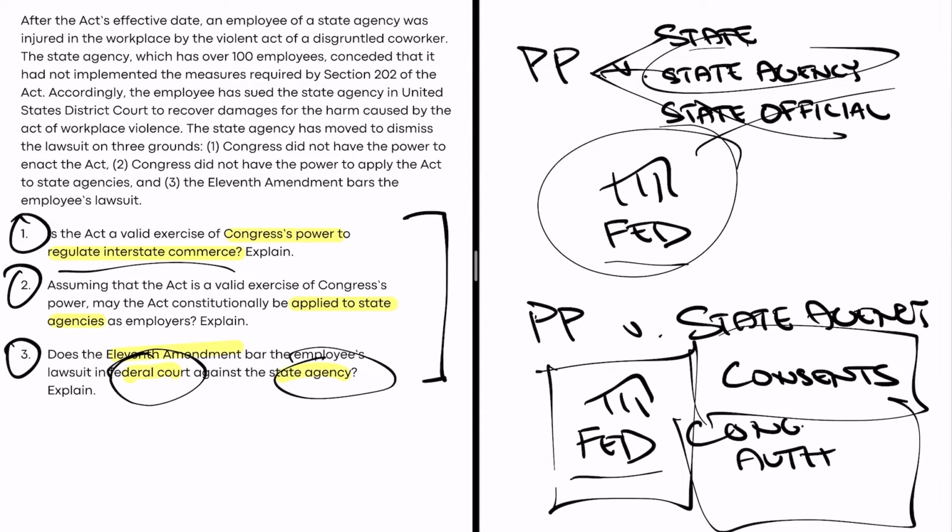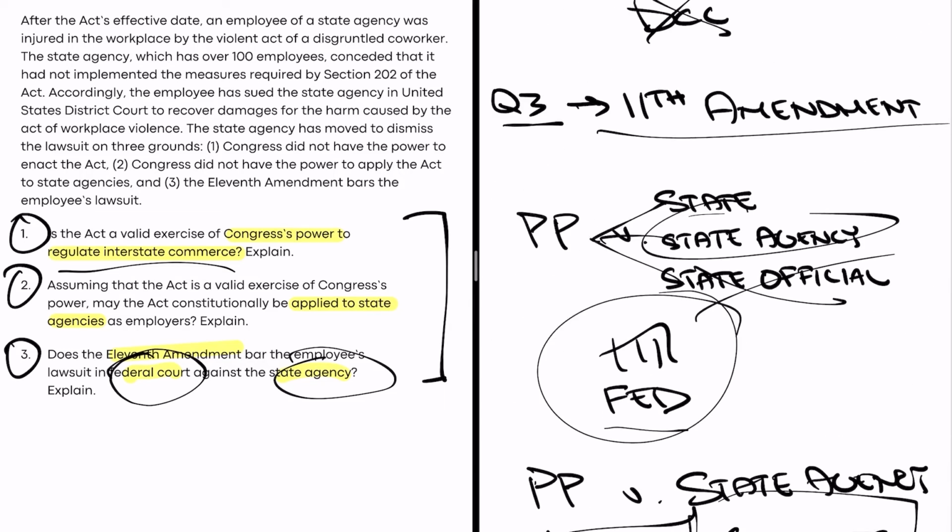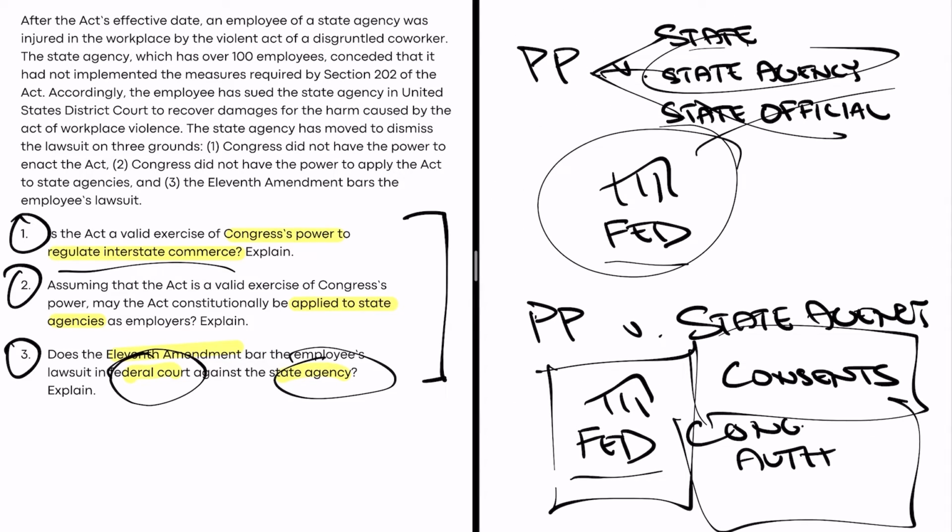So as we read the fact pattern and we're thinking about question number 3, we just want to make sure, do neither of these exceptions apply? Is there consent or is there congressional authorization? If neither exception applies, again, we know that the 11th Amendment prohibits this type of lawsuit. There's going to be immunity for the state agency. That case needs to be dismissed from federal court, okay? So that's question number 3. So we're really just looking out for exceptions because it's not a state official, it's a state agency.